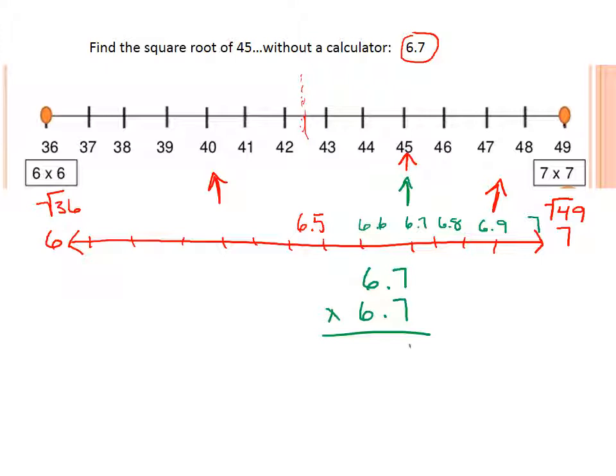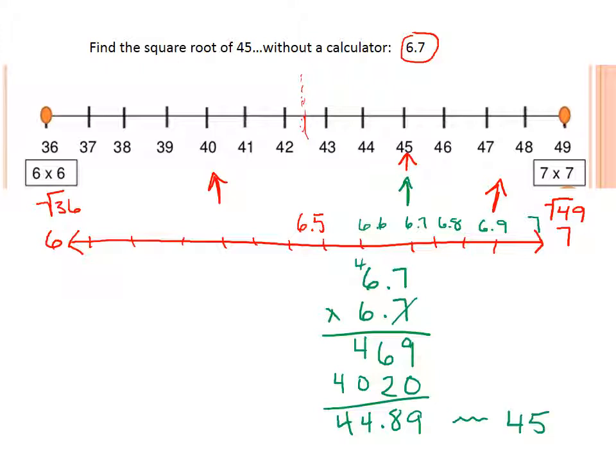7 times 7 is 49. 6 times 7 is 42. Add your 4. Put a 0. Done with that one. 6 times 7, 42. There's my 4 up there. 6 times 6, 36 plus 4 is 40. Add them up. Now, 44.89 is pretty close to 45.